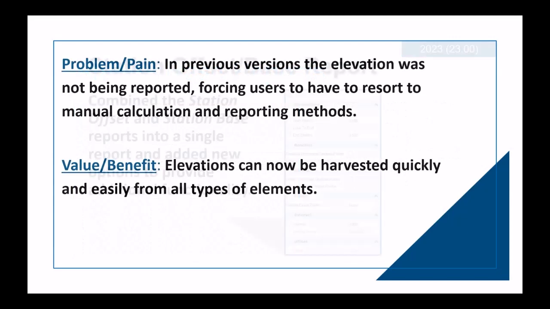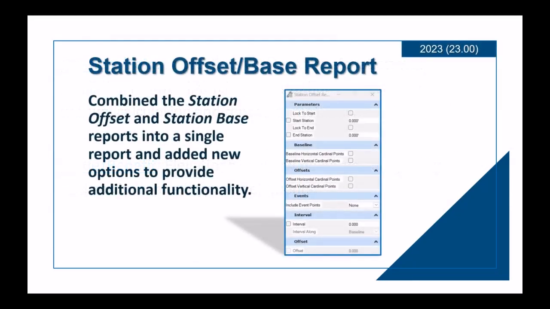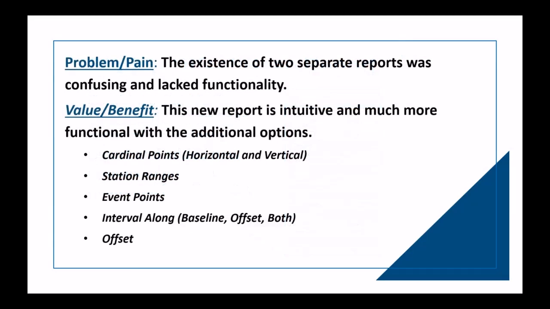Now again, we were forcing users to have to do a lot of manual calculations there. What we've done in 2023 is something that we've wanted to do for a while, and that is we have combined the station offset and station base reports into a single report. And while we were there, we added some additional functionality. I don't know if you guys have used those two reports, but they can be confusing. Station base, station offset, they're very, very similar.